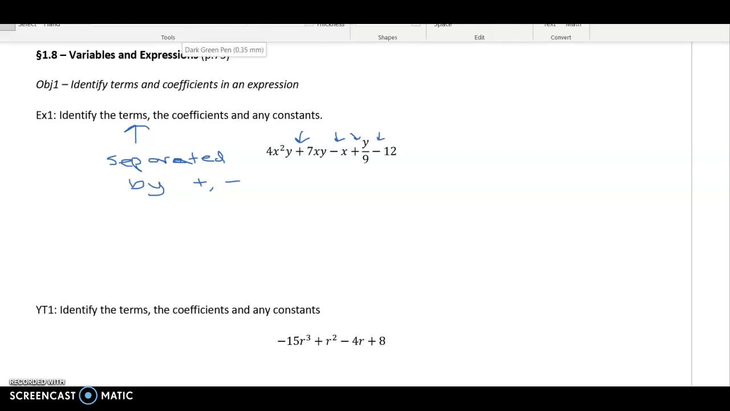So the 4x squared y, that is one term. The plus 7xy, that's another term. The x is a term. The y over 9 is a term. And then the minus 12 is a term. That means there's 5 terms in that expression.